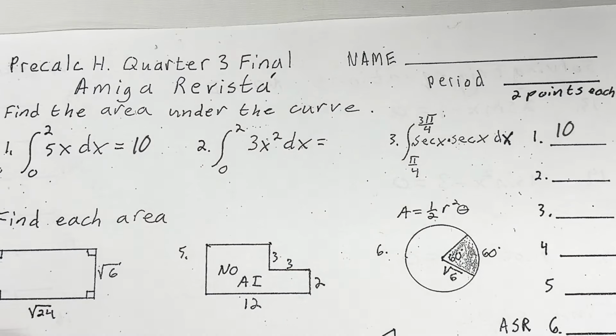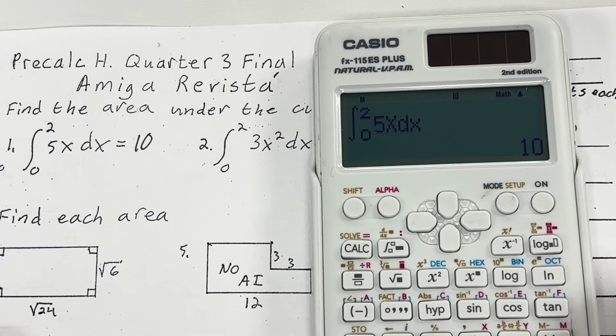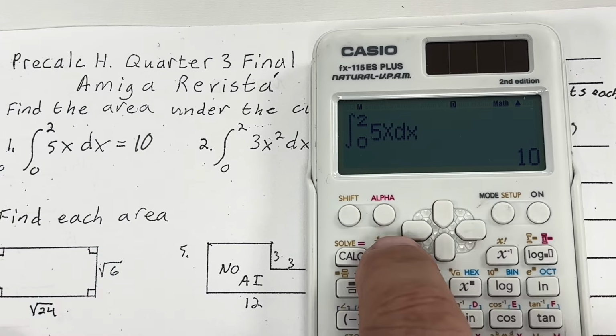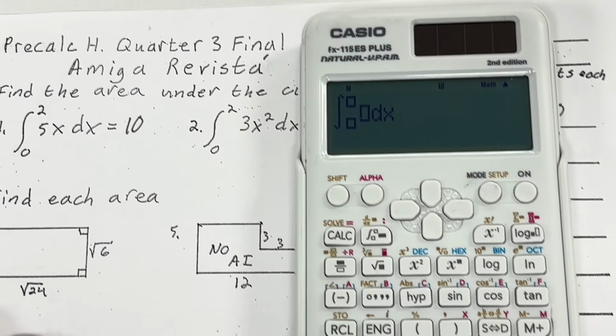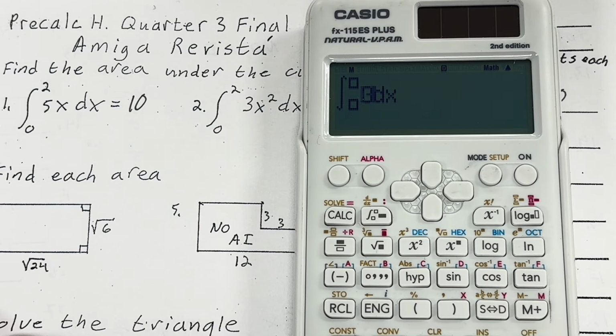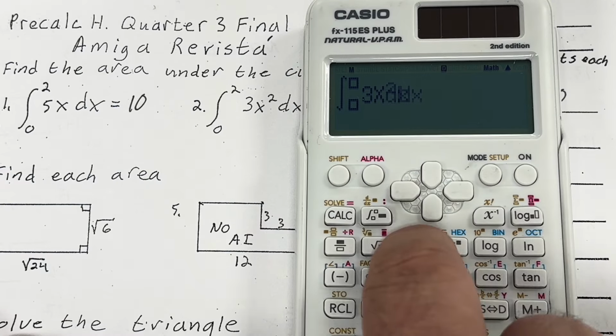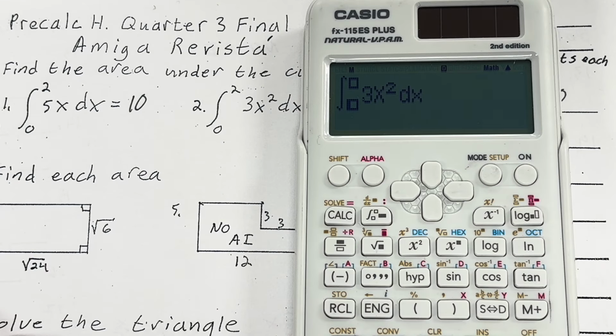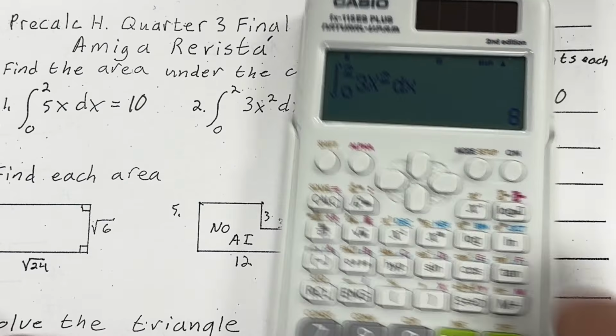For number 2, it's the same concept. So again, we're going to use the area button. So I'm going to hit that area button. We're going to type in 3 alpha red X, but this time we're going to hit the X squared button to square it. We're going to down arrow, start at 0, up arrow, end at 2. And it finds the area under the curve. And that's going to be 8.